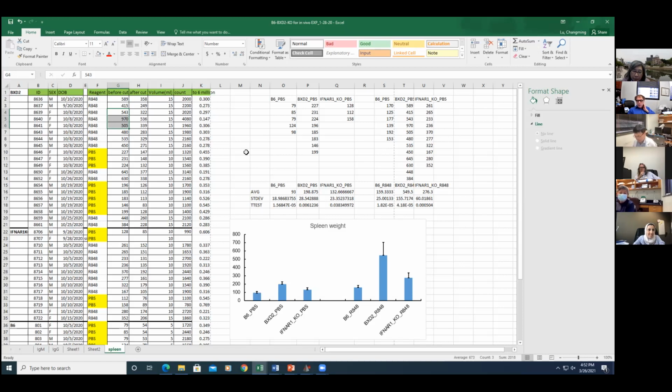Right. So we want to do the staining because we're good at that. But there are a lot of spleens here and you probably don't need to do them all. It'd be pretty hard, so we'll have to pick out some. Maybe a couple of females and a couple of males.